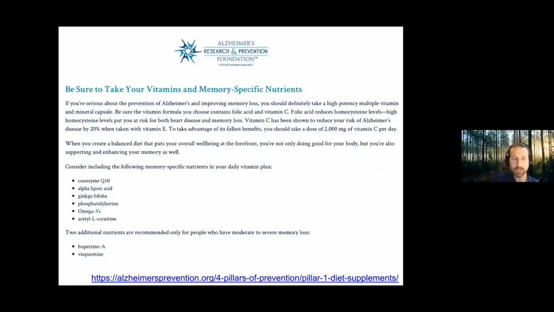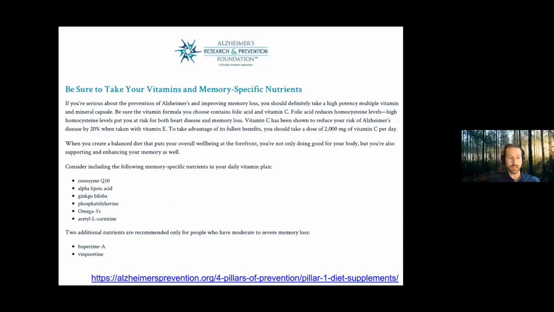So for example, this website looks pretty legitimate, right? The Alzheimer's Research and Prevention Foundation. And then you look at some of the language and it's simply inconsistent with the evidence. So it says, if you're serious about the prevention of Alzheimer's and improving memory loss, you should definitely take a high potency multivitamin and mineral capsule. But be sure the vitamin formula you choose contains folic acid and vitamin C. And then they go on, vitamin C has been shown to reduce your risk of Alzheimer's disease when taken with vitamin E. So anyways, you get the point. By the end of reading this, you think that you need to be on 7 different drugs.